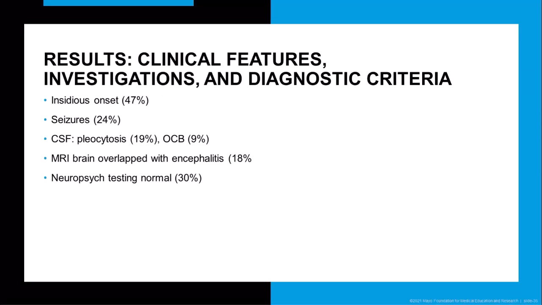And if we look at some of the clinical features, there were some clues here that might suggest that they did not have autoimmune encephalitis, including an insidious onset of symptoms was more common in these misdiagnosed cases. The frequency of seizures was low. That would be much higher in general in autoimmune encephalitis, probably 60-70% we would expect. The frequency of CSF pleocytosis was low at 19%, and the MRI brain overlapped with encephalitis in just about 18%. And it was notable that 30% of patients, even during their symptomatic phase, had normal neuropsych testing. Some of these patients had brain fog, for example, in the setting of fibromyalgia or many medications, and we'll talk a little bit about that later.